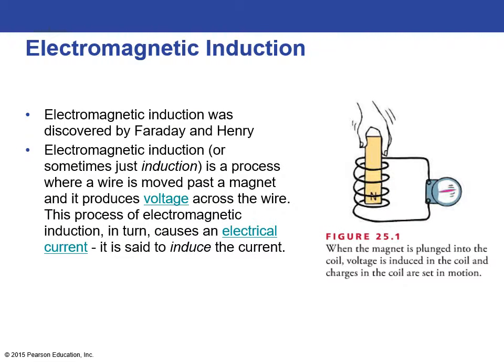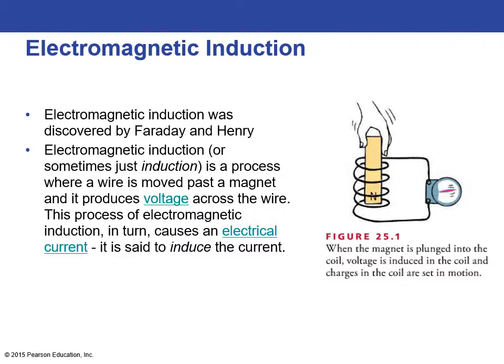So our topic for chapter 25 is called electromagnetic induction. And this concept was discovered by Faraday and Henry. They both discovered this process in separate locations. And electromagnetic induction, sometimes we just call it induction, is basically a process where when you move a wire past a magnet, or a magnet past a wire, it produces voltage across the wire.